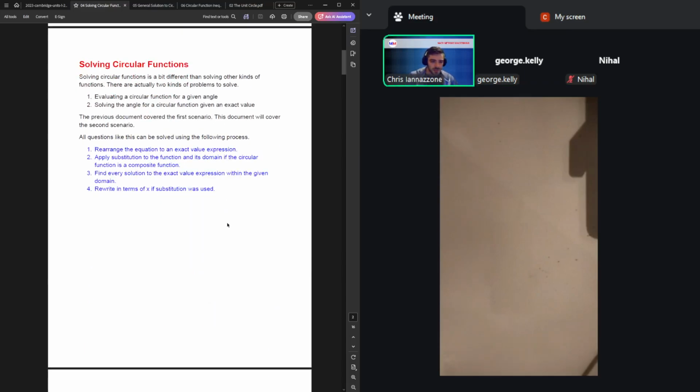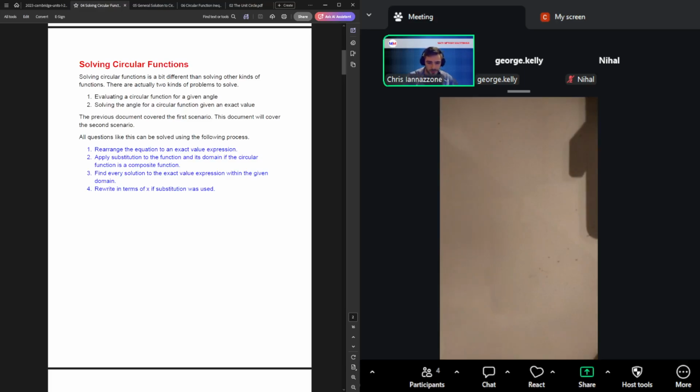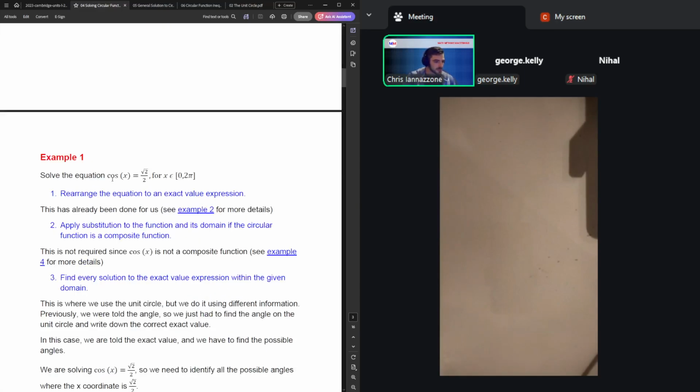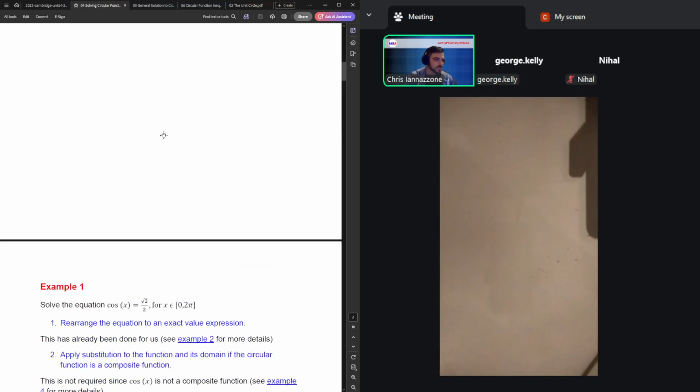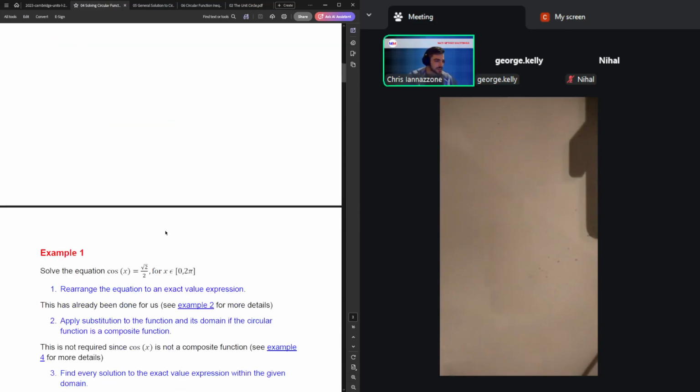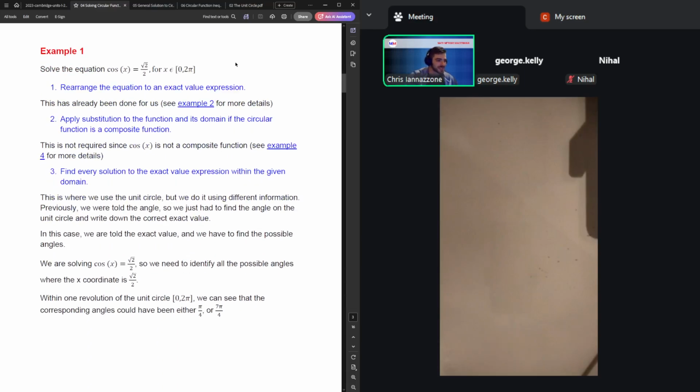What we're moving on to now is the solving of circular functions. This is where what you essentially have is a circular function equals some value over some given domain. What we're trying to do here is solve for all the possible angles around that unit circle that get us this particular value. Now I have the full 4-step procedure here. That'll be helpful for all possible questions like this, but we're going to have a look at a fairly basic example here.